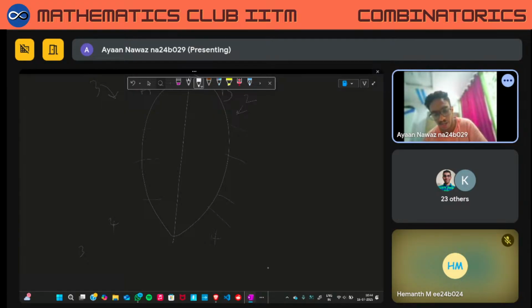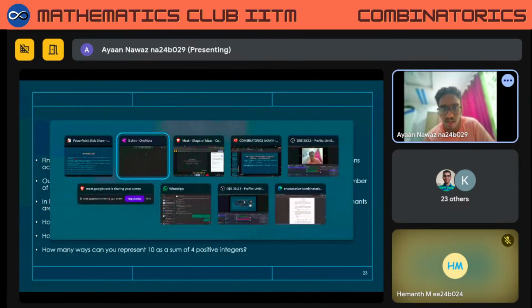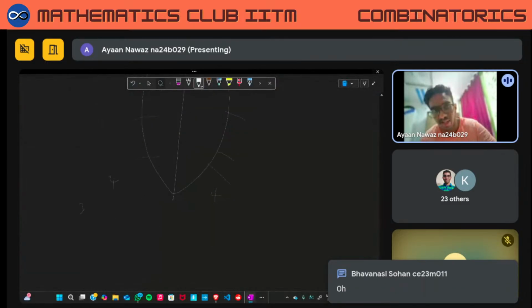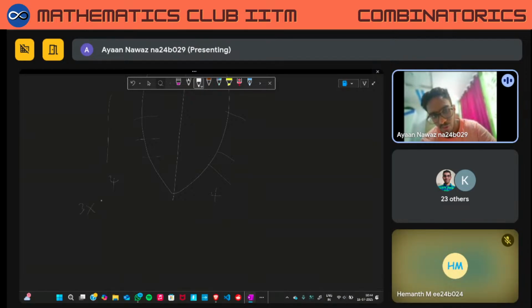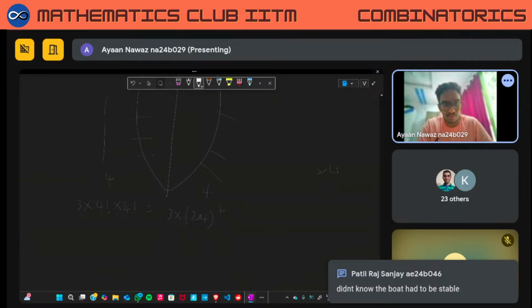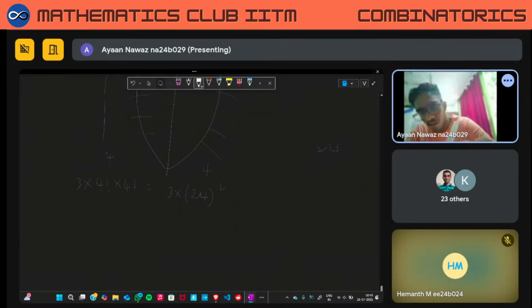I hope you understood. That was not mentioned in the question. My bad. Okay, so this question is a little ambiguous. But now I think it's clear. So, 4 on each side. So 3 into, we selected those 3 people, and each side has 4 people. So 4 factorial ways on the first side and 4 factorial ways on the second side. This is your answer. 3 into 24 whole square. That is basically 1728.